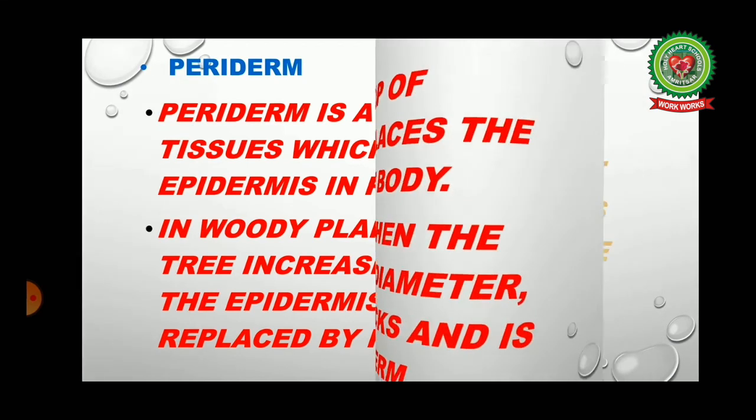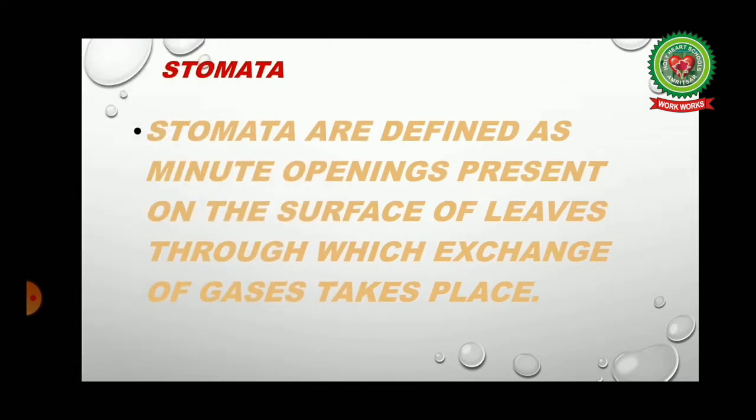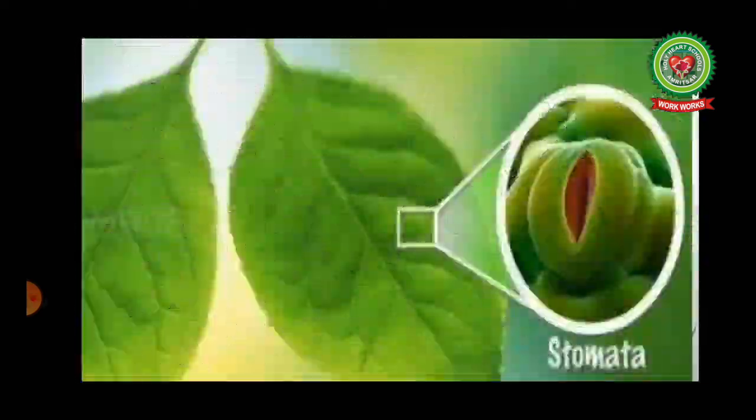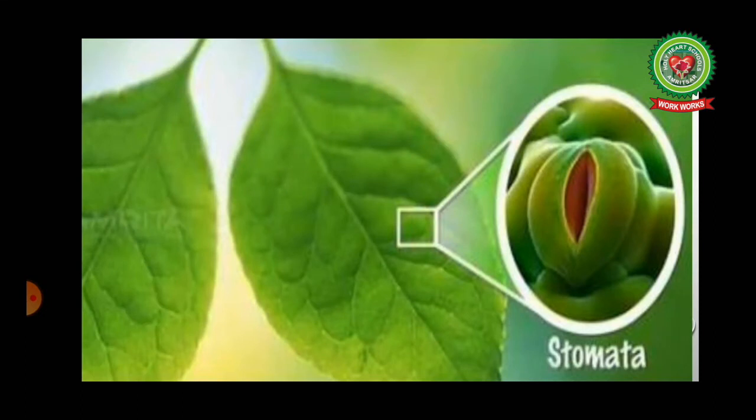Now children, next is stomata. Stomata are defined as minute openings present on the surface of leaf through which exchange of gases takes place. Now look at this diagram. This diagram is representing a stomata. So stomata has two kidney-shaped guard cells, and the guard cells have thick inner wall and thin outer wall. Now these stomata help in exchange of gases.